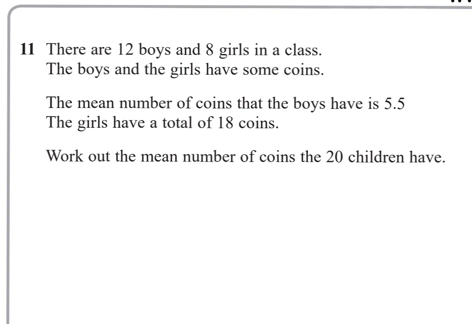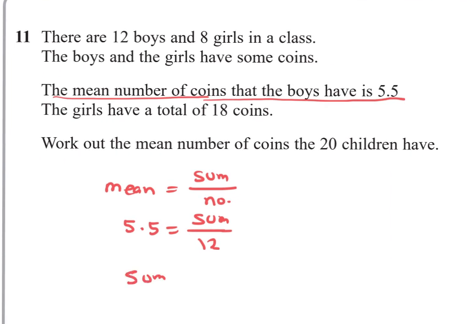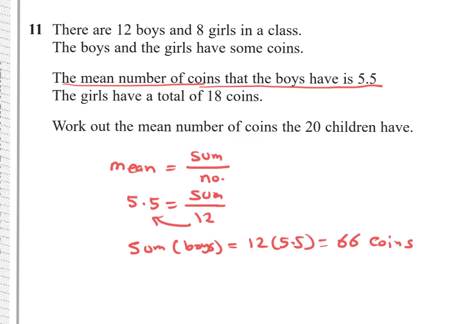To find the sum of all coins: the mean number of coins that the boys have is 5.5. We know that the mean equals the sum divided by the number. So the mean number of coins that the boys have, 5.5, equals the sum over 12, since we have 12 boys. So to find the sum of coins for the boys, 12 times 5.5 equals 66 coins.